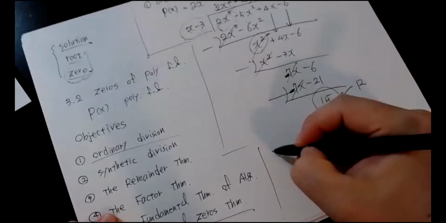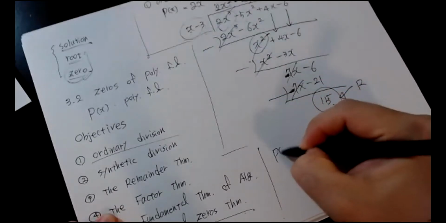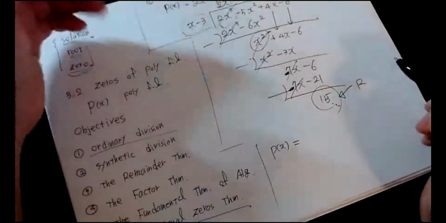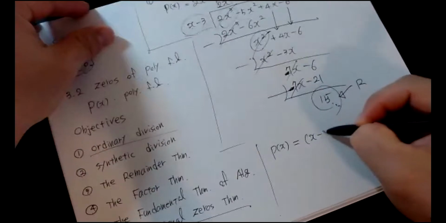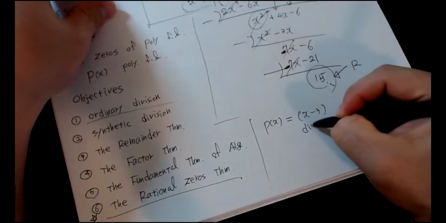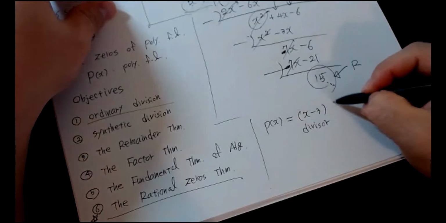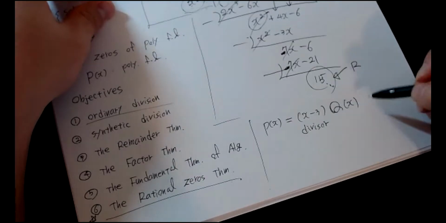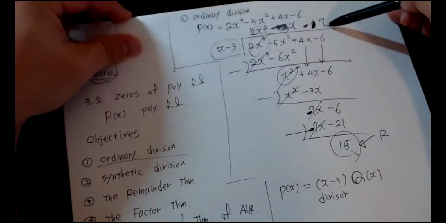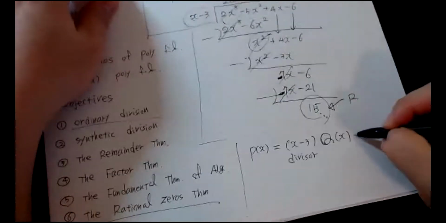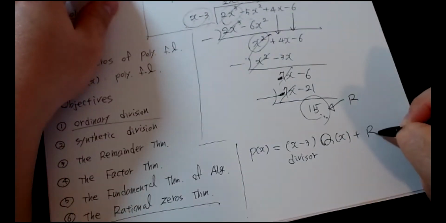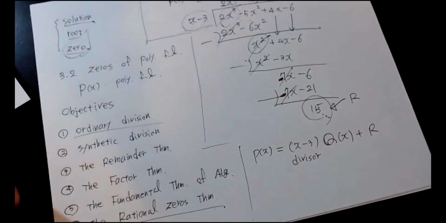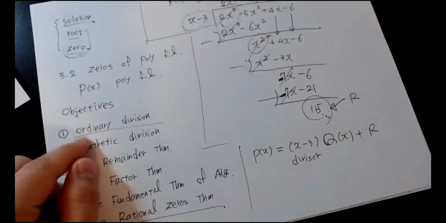Now the dividend, which is the polynomial function p of x, can be expressed in terms of the divisor, x minus 3, times the quotient, q of x, which is 2x squared plus x plus 7, plus the remainder r. So here r is 15. This is how to divide a polynomial by a polynomial using ordinary division.